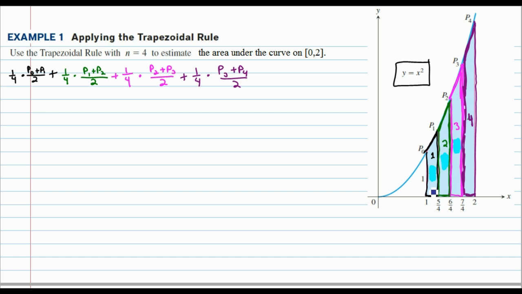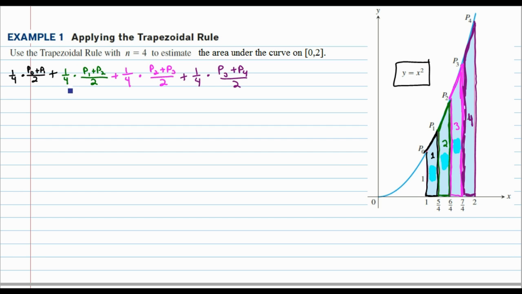So my first trapezoid is the average of the bases times the height. Base 1 we called p sub 0 in the picture. Base 2 we called p sub 1 in the picture, and so the average would be add them up, divide by 2, and multiply by the height. The height from 1 to 5/4 is 1/4, because we divided the space between 1 and 2 into 4 trapezoids.